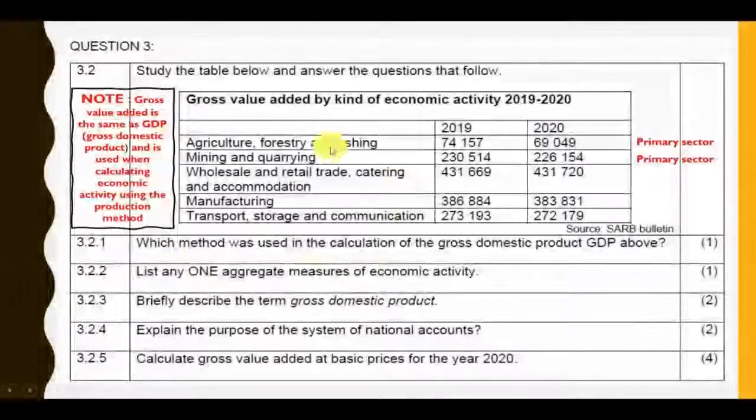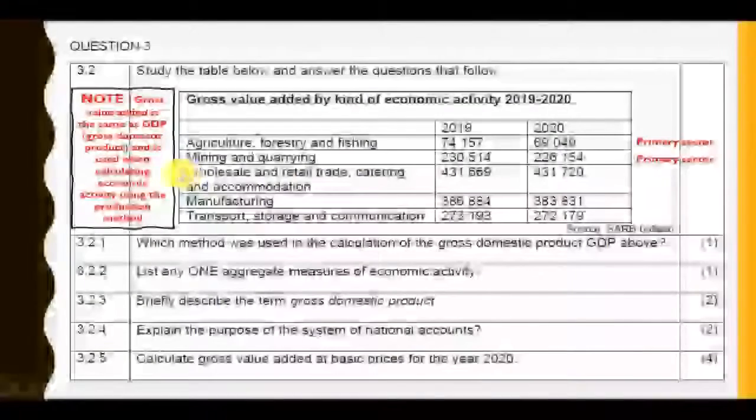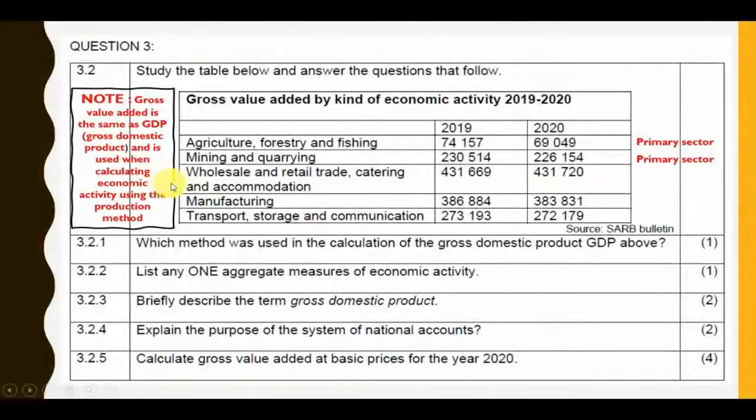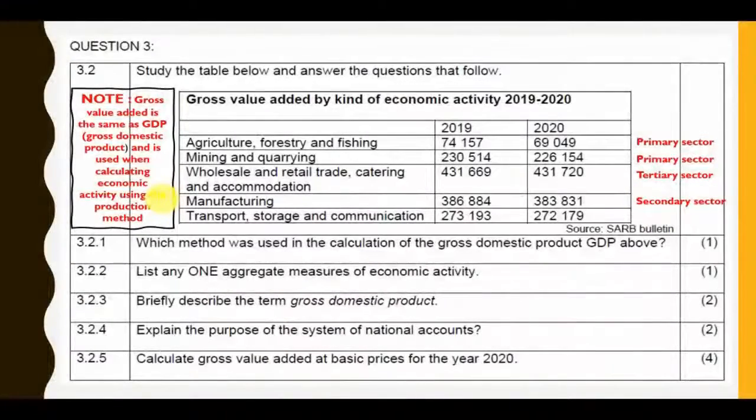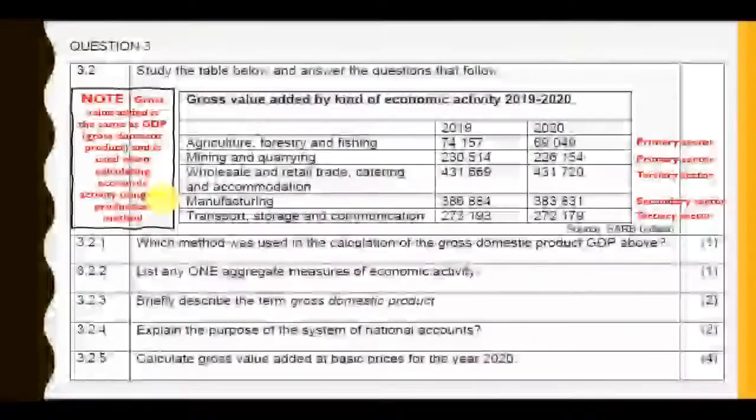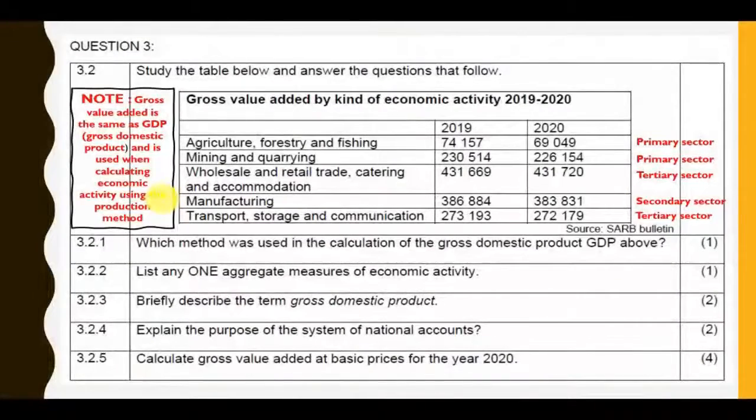Then anything to do with trade, catering, accommodation. Previously I mentioned transport and insurance when we were looking at the balance of payments. Anything to do with services is the tertiary sector. Manufacturing is part of the secondary sector. And the other industries in the secondary sector are construction and electricity, gas and water. And then again, we've got examples of industries here from the tertiary sector. So I just wanted to remind you of that.